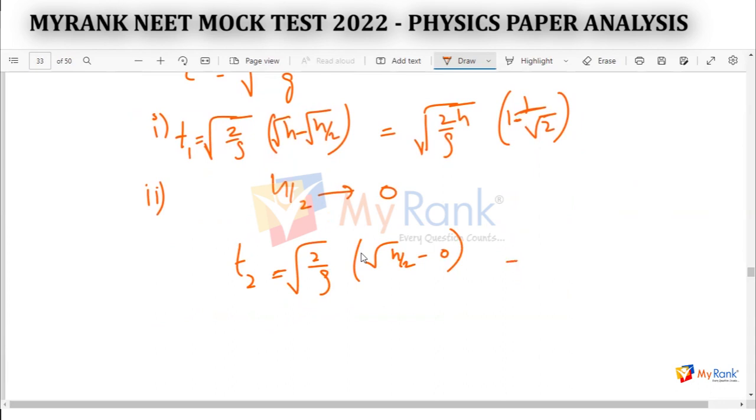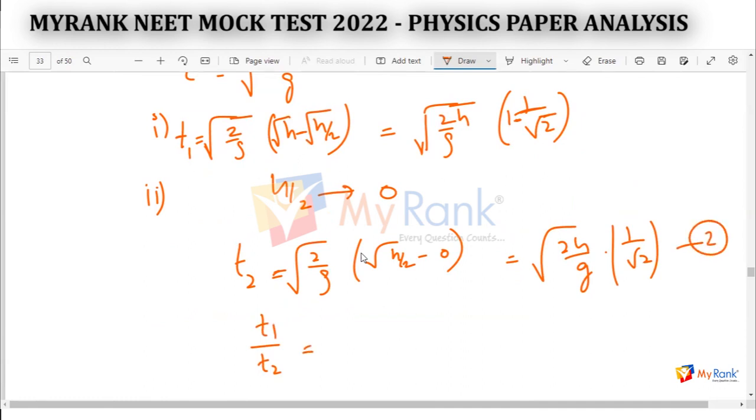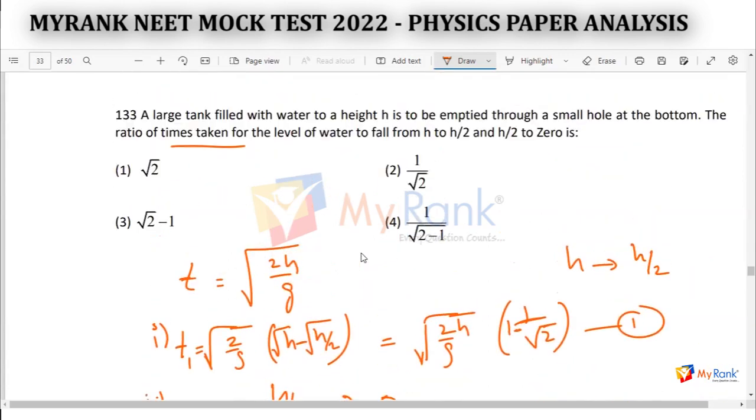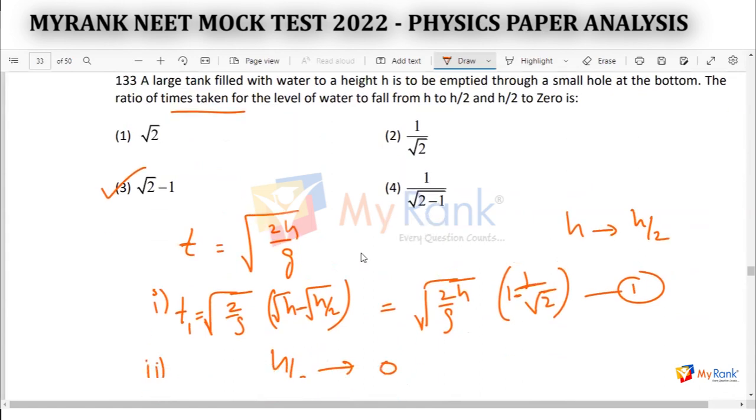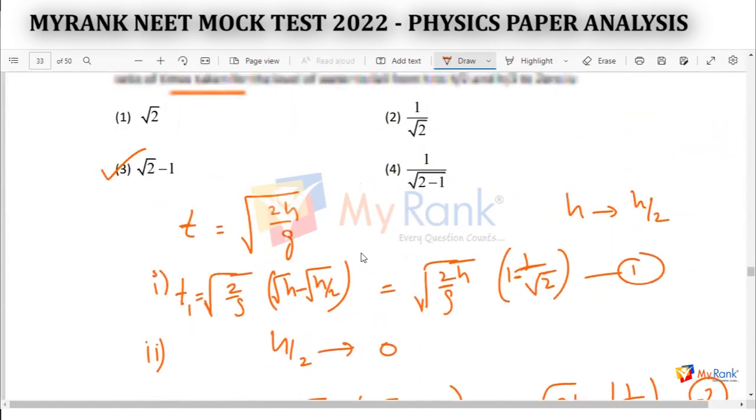So that is nothing but root over 2h by g into 1 by root 2. The question asks for the ratio T1 by T2. This is the second equation, this is the first equation, so we'll get root 2 minus 1. Root 2 minus 1 is in the third option.